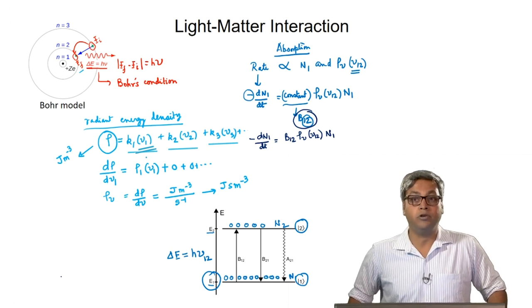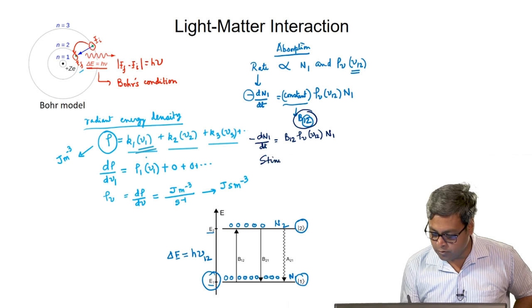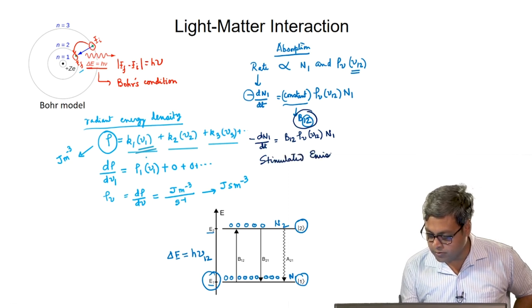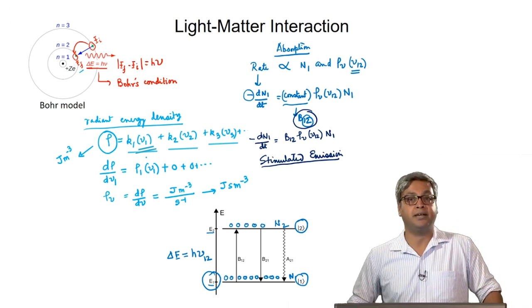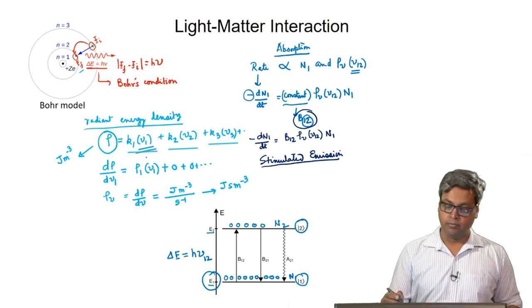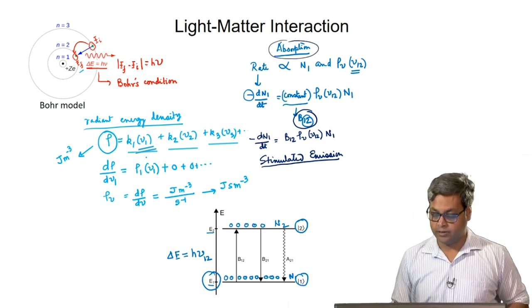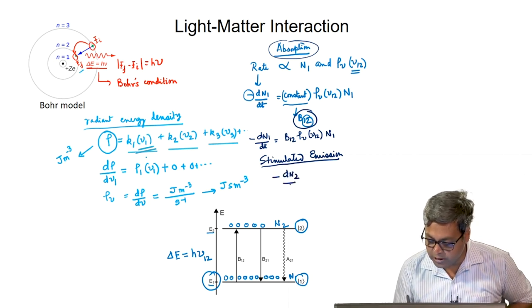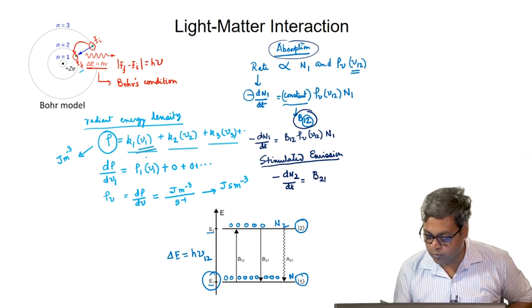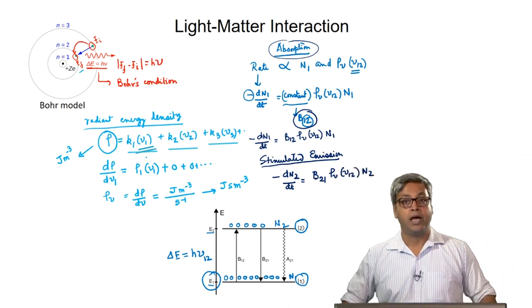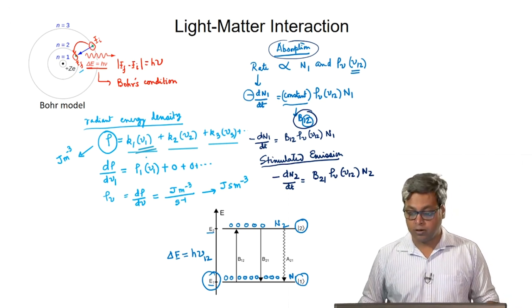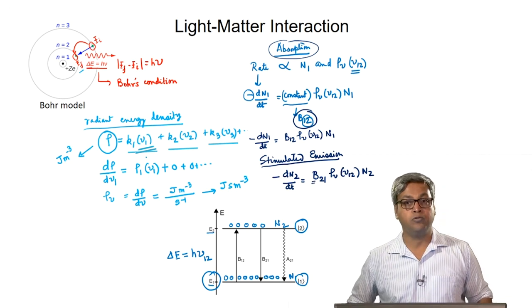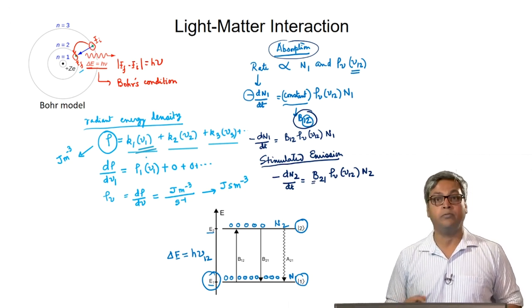Now, let us consider the case of stimulated emission. Because there are N2 molecules initially in the excited state, and following the formalism of the absorption process, we can write minus dN2 dt equals B21 rho nu12 N2. As both absorption and stimulated emission are stimulated by light, Einstein used a similar constant, which is B, but he wrote B21 because now the transition is from 2 to 1.